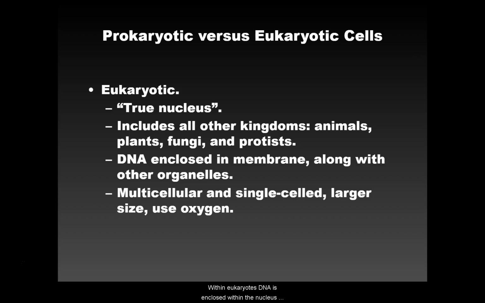Within the eukaryotes, DNA is enclosed within the nucleus. It's enclosed within this membrane-bound organelle called the nucleus, and this kind of makes it sound like DNA is also within other organelles. It is not. DNA is just inside the nucleus, and other organelles are present within eukaryotic cells. So eukaryotic cells are multicellular. They can also be single cellular. They tend to be larger, and they sometimes use oxygen, although that's not necessarily true. Not all eukaryotes require oxygen to live.